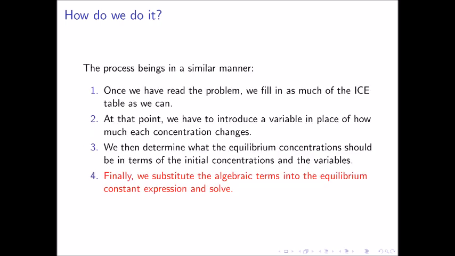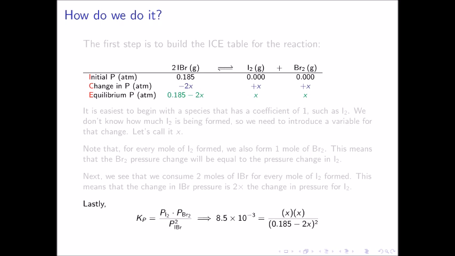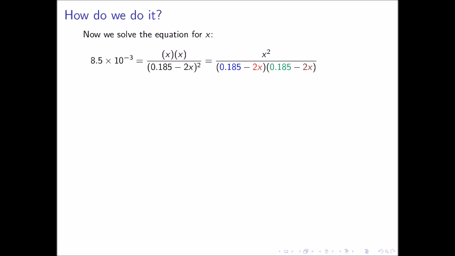Finally, we can substitute the algebraic terms into the equilibrium constant expression and solve. Our Kp expression has the partial pressure of I2 times the partial pressure of Br2 in the numerator and the partial pressure of IBr squared in the denominator. We know this value is 8.5 times 10 to the minus 3 from the problem. We now substitute in our equilibrium row, and we find that we have x times x in the numerator and 0.185 minus 2x squared in the denominator. Now we can solve for x.